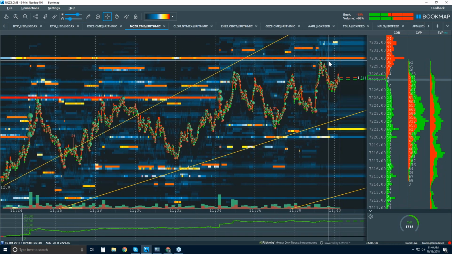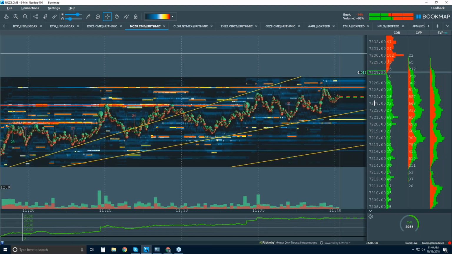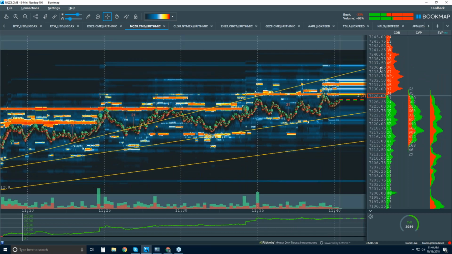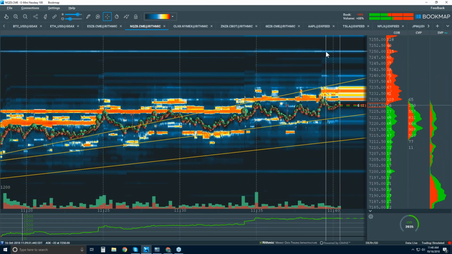Anyway, just 1 tick shy of 30. Okay, still looking for it. Let's see, where else can we look here? There's liquidity coming in at 72.50 up here.